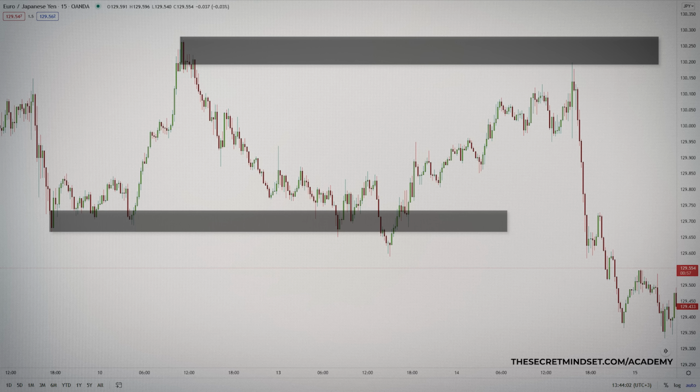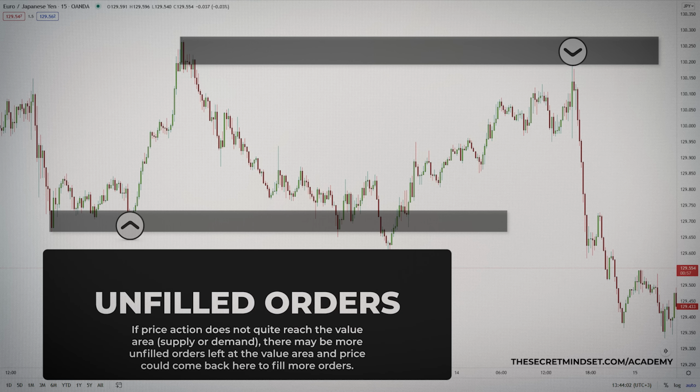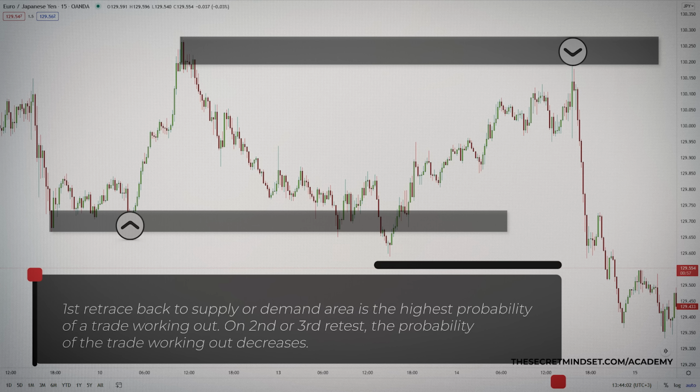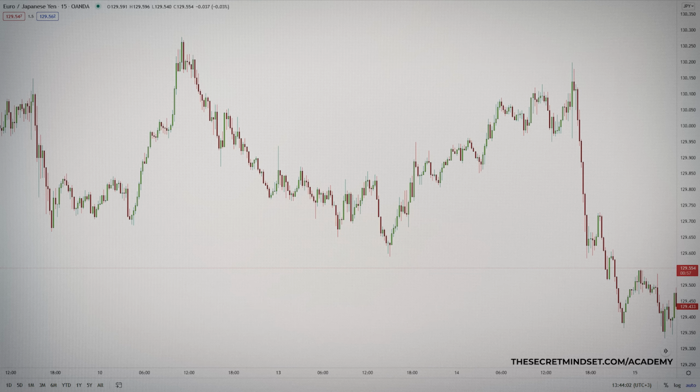After you identify the zone, watch for how far price action breaks into the value area on the first retracement. If price action doesn't quite reach the value area, there may be more unfilled orders left at the value area, and price could come back here to fill more orders. Very important, the first retrace back to the value area is the highest probability of a trade working out. On the second or the third retest, the probability of the trade working out decreases.